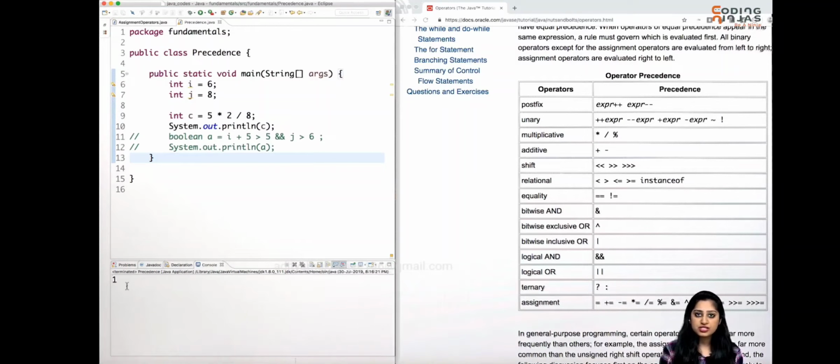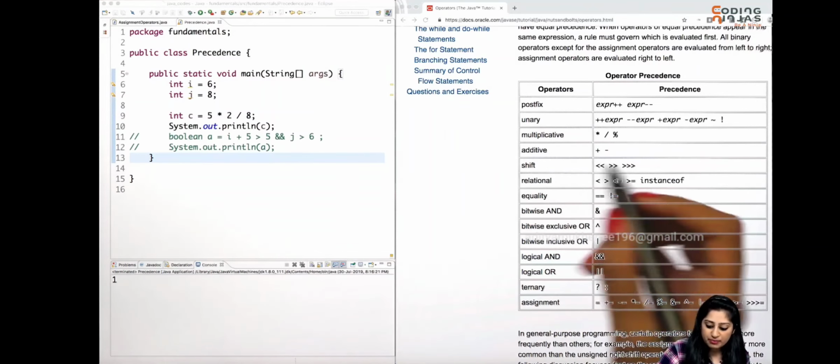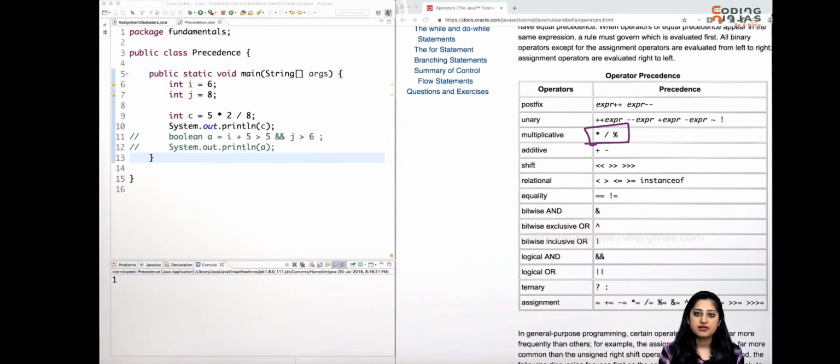Had 2 / 8 happened first, the answer would have been 0, because 2 and 8 both are integers, so the answer will be 0. Right? Both multiply and divide have the same precedence, as we have seen here. So if in an expression I have more than one operator which shares the same precedence, then which of them will be evaluated first? This is what associativity tells us. So this is what we have associativity for. Associativity simply means in which direction you are going to solve the operators with the same precedence.